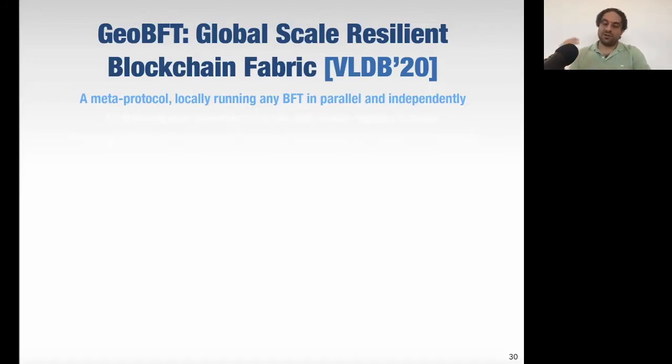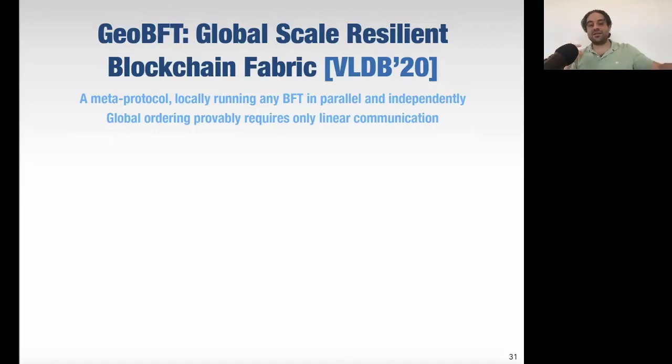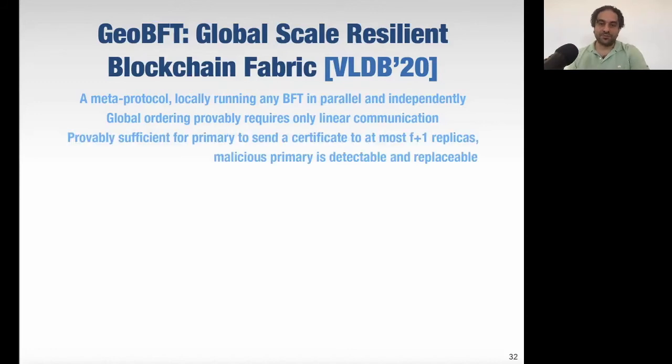So again, with this meta protocol, this GeoBFT, we're running a BFT protocol locally, so local elections are happening in parallel and independently in every region, in every cluster, in every data center. Now we want to be able to achieve a global ordering of these local elections through linear communication, as opposed to the expensive quadratic communication. And we can prove optimality of the result as well.